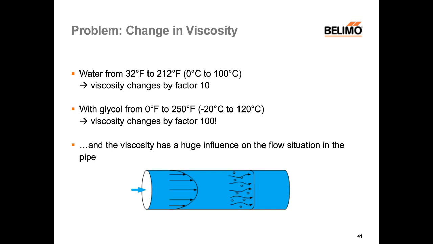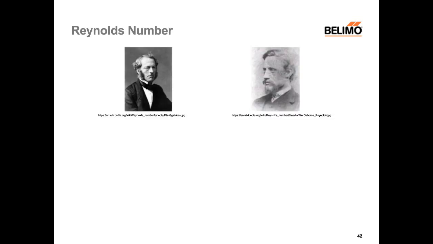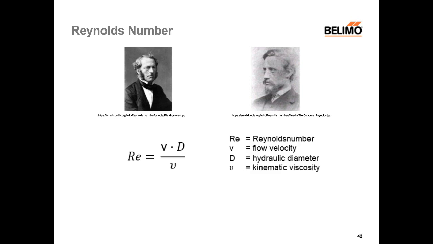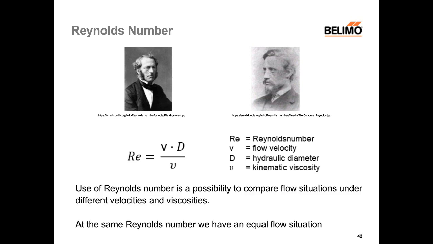The viscosity of a fluid makes it really hard to compare flow situations. But Stokes and Reynolds, Stokes on the left, Reynolds on the right, came up with a solution for this during the late 19th century. They stated that flow profiles can be compared if the ratio of velocity to viscosity is equal. We call this term then Reynolds number. So at the same Reynolds number, we have an equal flow situation or equal velocity profile.